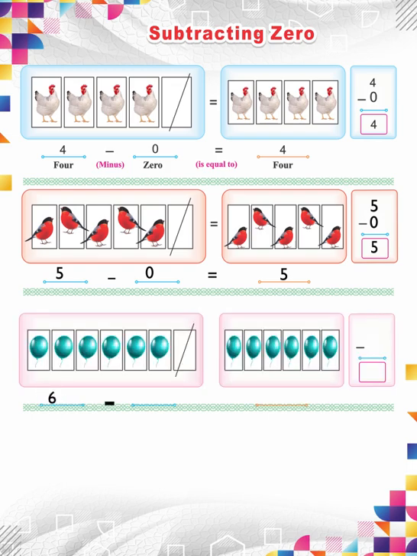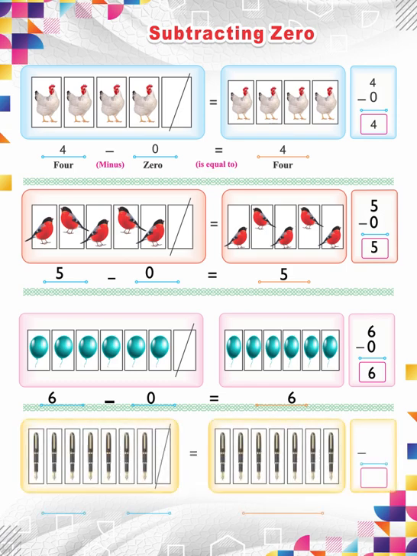If we subtract 0 from 6 balloons, it will remain 6 balloons. If we subtract 0 from 7 fountain pens, it will remain 7 fountain pens.